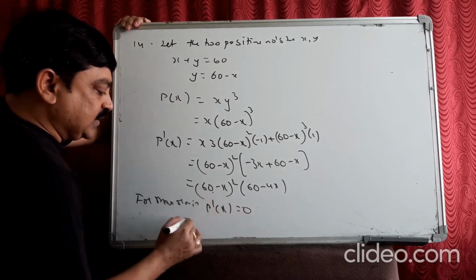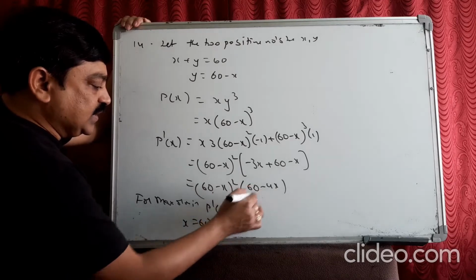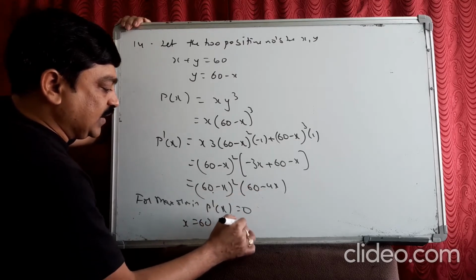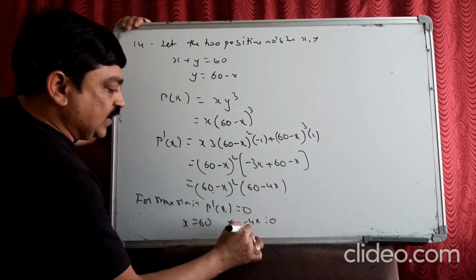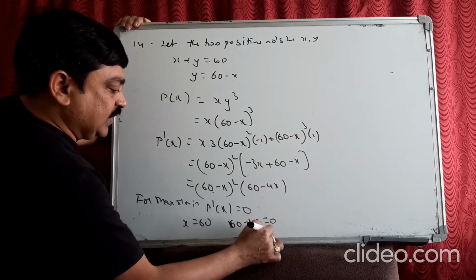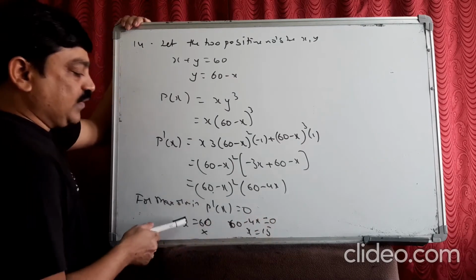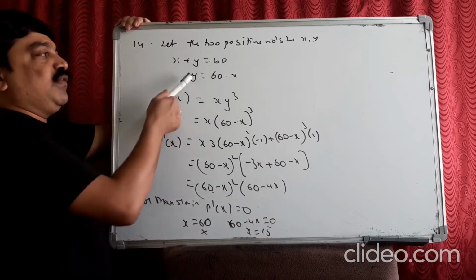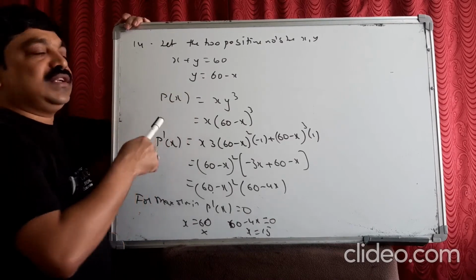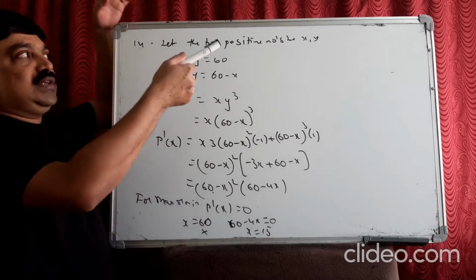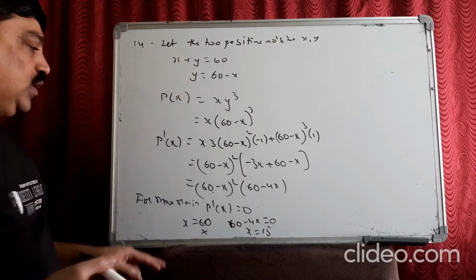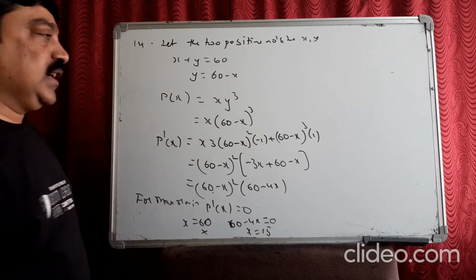That means when this is equal to 0, x is 60. When 60 minus 4x is equal to 0, x will be equal to 15. We don't take x as 60 because when you take x as 60, then y becomes 0. But you are asked for non-zero positive numbers. Positive means it should not be a 0. So we don't take x as 60, we take x as 15.